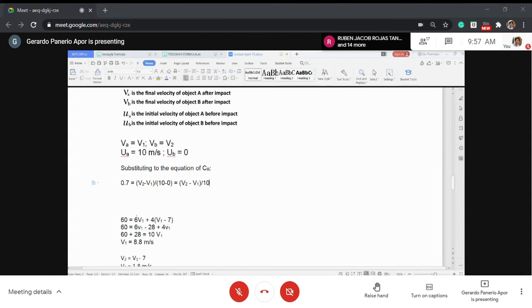Now you simplify this, you will have V2 minus V1 is equal to 7, because 10 times 0.7 is 7. We might remove the parentheses. So this is the equation.